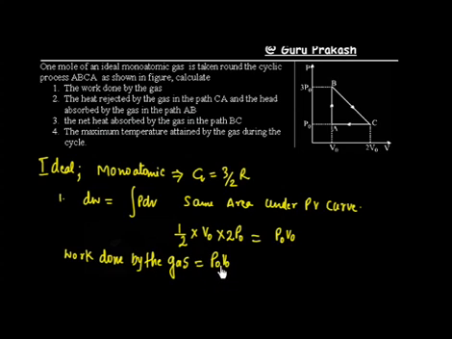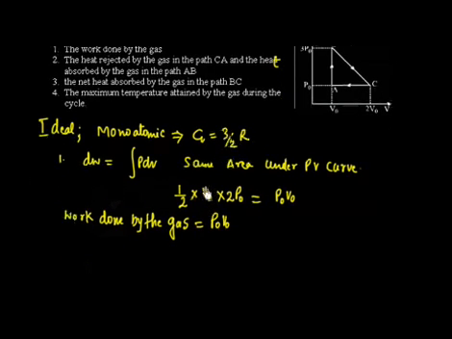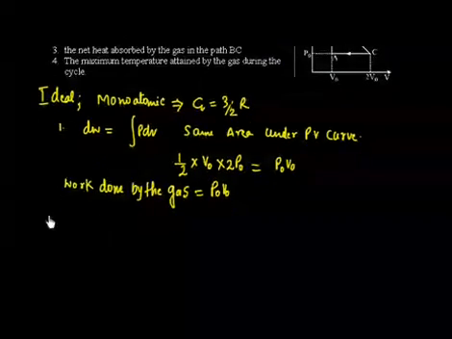Now part B of the question asks for the heat rejected by the gas in path CA. This is basically the heat absorbed by the gas. So let me write here, heat absorbed by the gas in path CA. Let us discuss path CA first, so let us discuss part 2 of the question. This was part A.